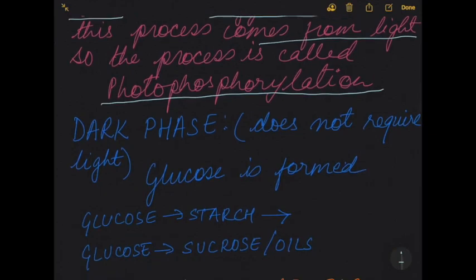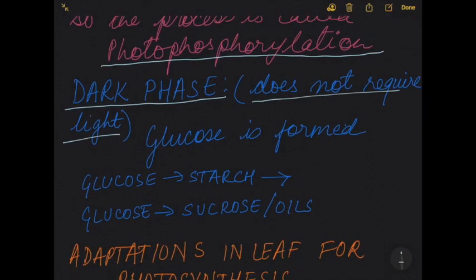Now next we come to the dark phase of photosynthesis. Now dark phase doesn't mean that it is taking place at night. It only means that it does not require light energy. The light phase and dark phase take place one after another in quick succession. But the only thing is it does not require light. So all you have to know about the dark phase, you don't have to go into details. Just remember that in the dark phase glucose is formed.